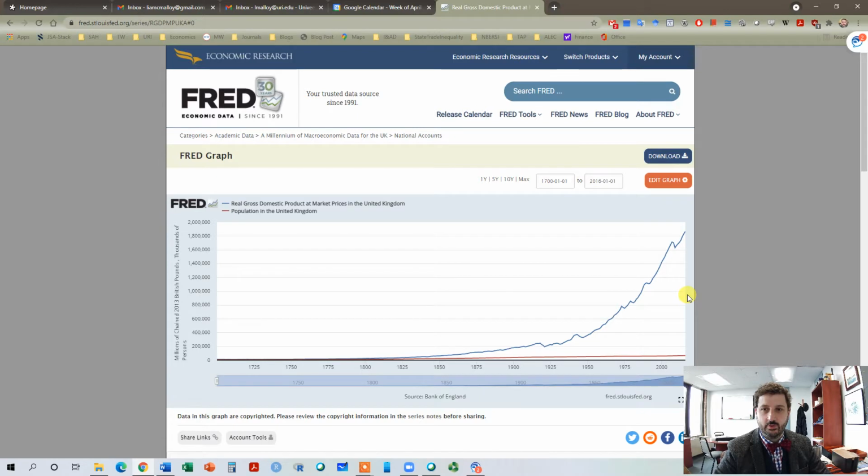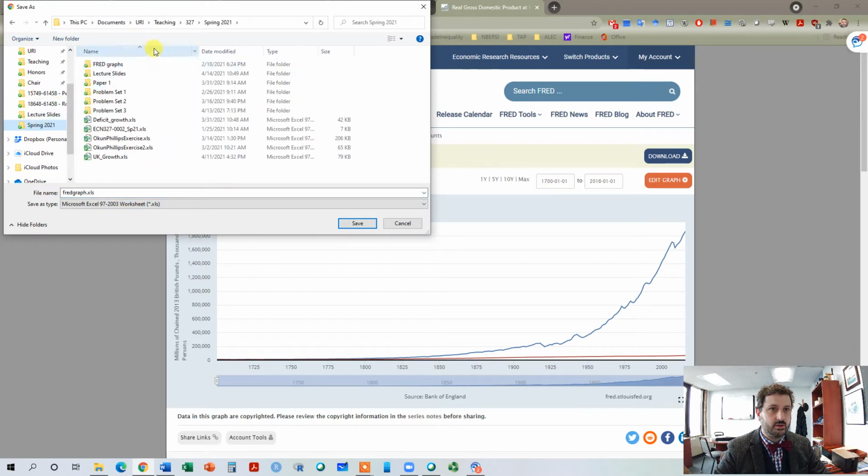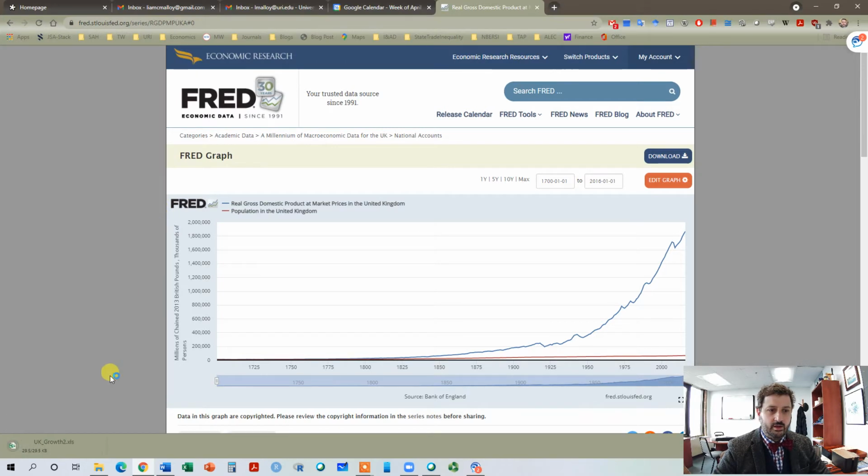We could actually calculate real GDP per capita in FRED if we wanted to, but we're going to do it in Excel. So we're going to download this data, and we will save it here. We'll just call it UK Growth 2 since I've already done this. All right, and then we're going to open it up in Excel. I'm going to bring Excel over to this screen.